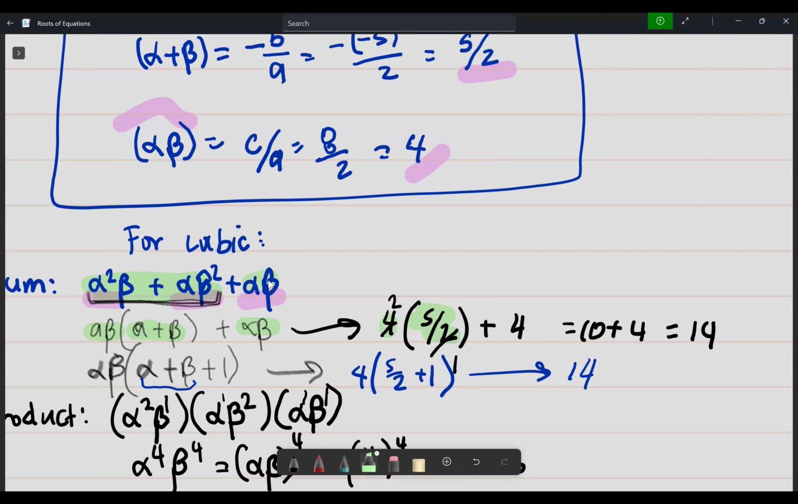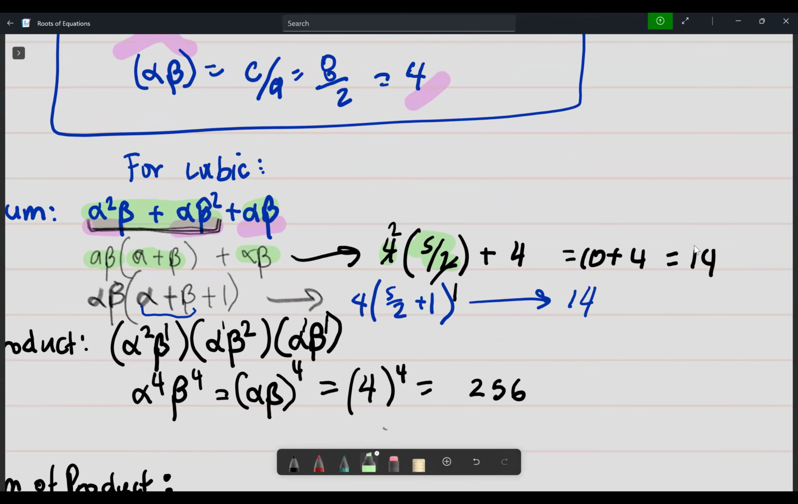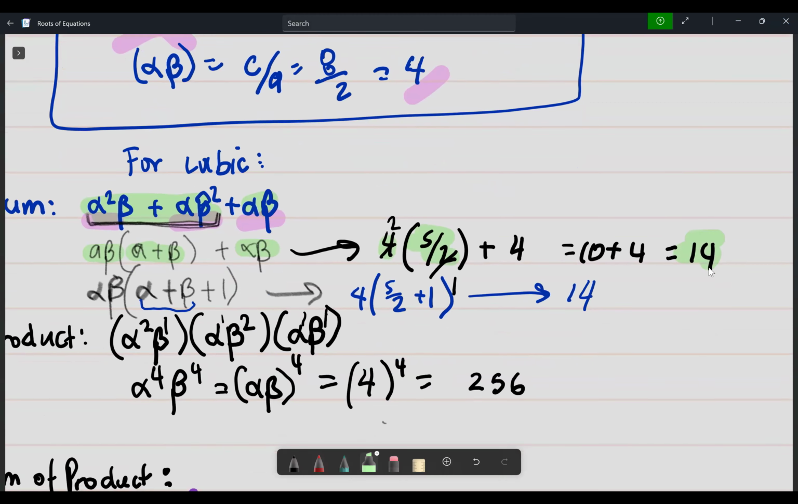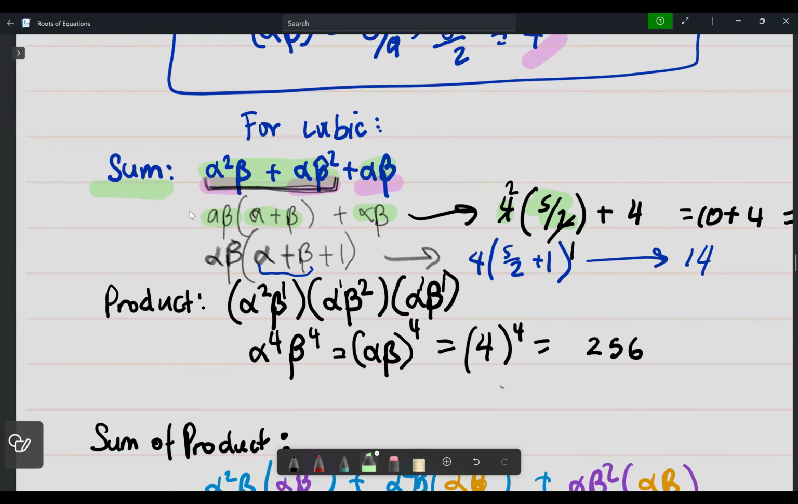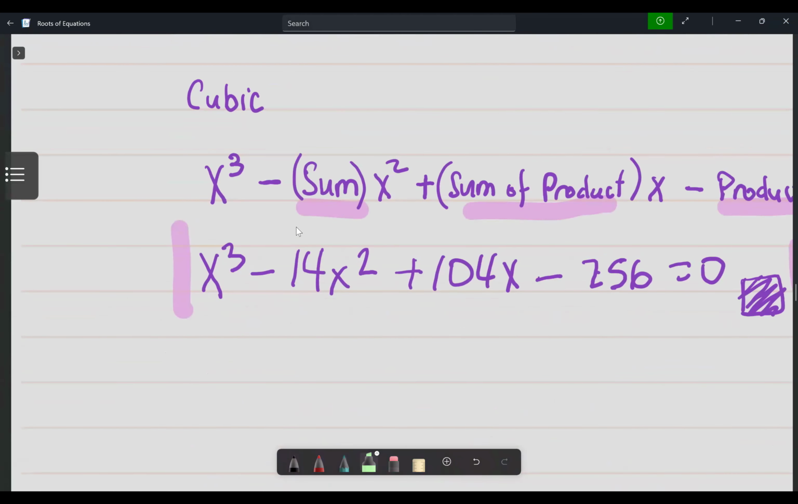Alpha beta now is 4 again. When I add it, when I use a calculator, I get 14. So we have found the sum of the roots for the cubic. So before we even begin, you know that the sum right here is going to be 40. You see that? So what we need to do is fill it in as I go along.